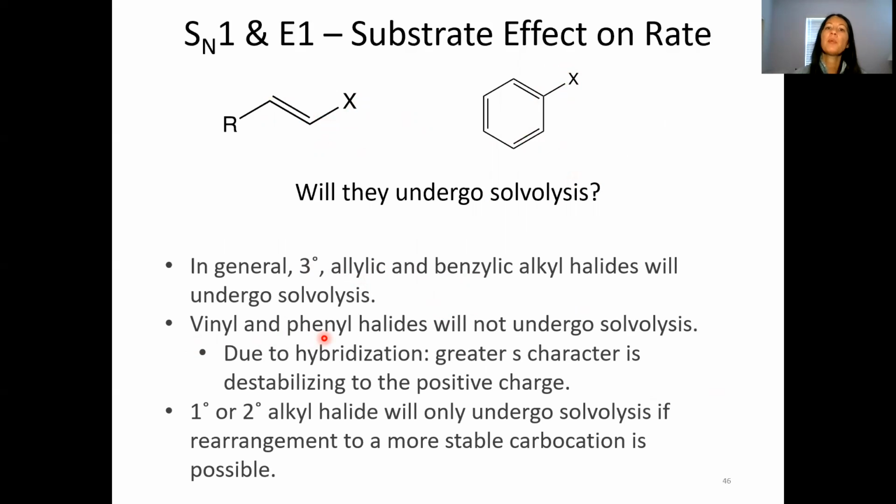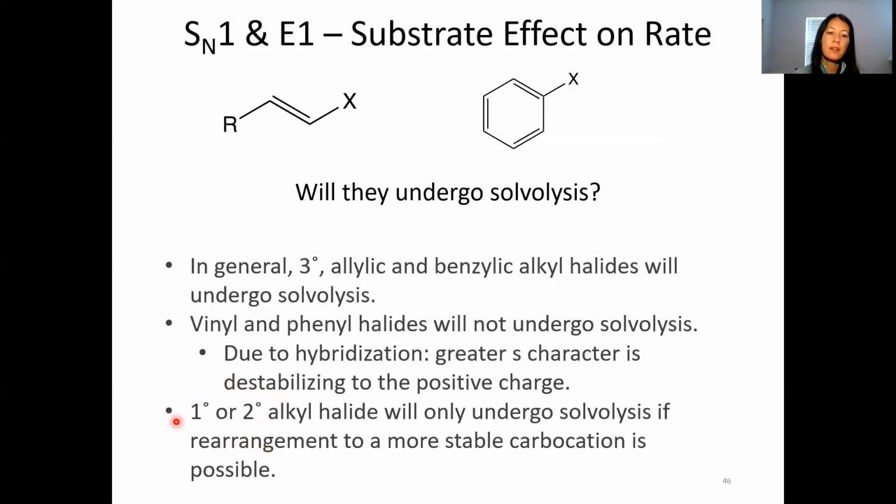The reason is hybridization. So the others are sp3 hybridized. This is sp2, and when you remove the halide, you become sp. So the greater the s character is good for stabilizing conjugate bases, if you recall from our acid section, but is not good for stabilizing positive charge. So having greater s character is good for stabilizing negative charge, but it's destabilizing to positive charge. So those don't want to undergo solvolysis.